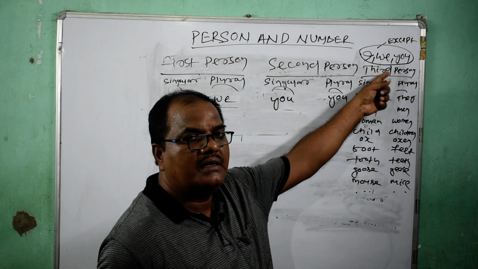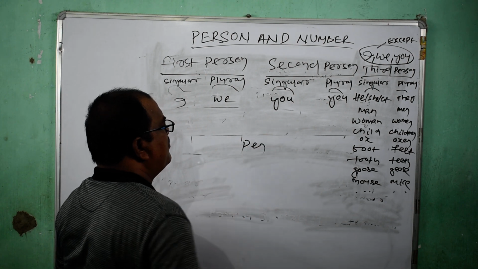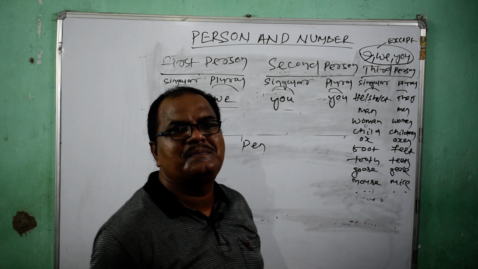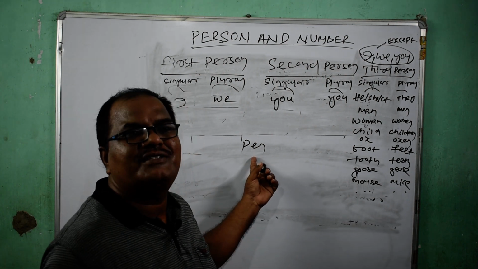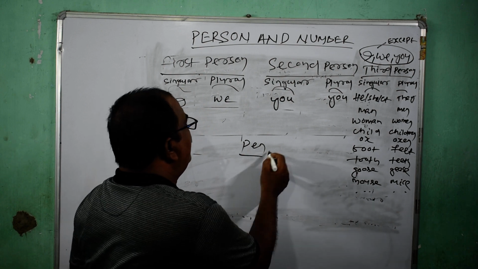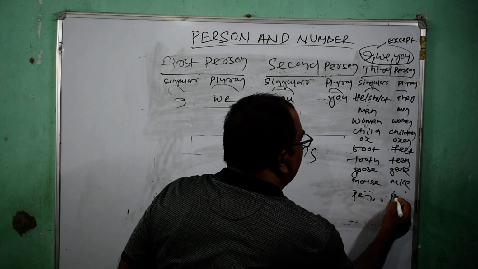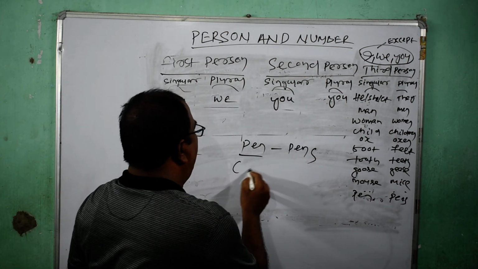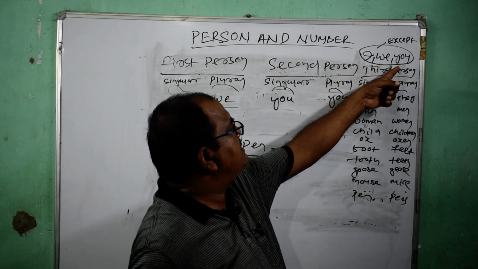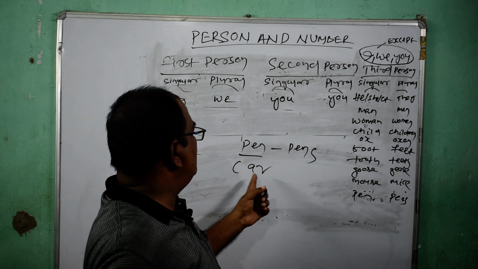We can take another example. Pen. The word pen is not among these three words. So it is third person. It refers to only one. Therefore, it is in its singular form. Its plural form is pens. We can write here pen and pens. Car. This word is not among these three words. So it is a third person singular number.